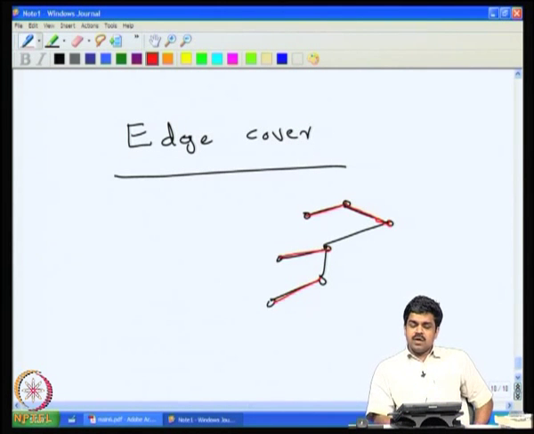You can see if the graph has a perfect matching, that is an edge cover, right? The perfect matching touches all the vertices, therefore it is an edge cover. So that much is necessary also, because n by 2 edges are there in the edge cover in that case. Of course, you cannot do better than that, because any edge can cover only 2 vertices. So, if you want to cover an n vertex graph, you need n by 2 edges.